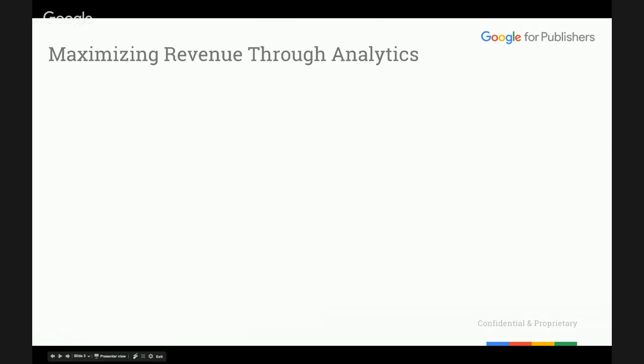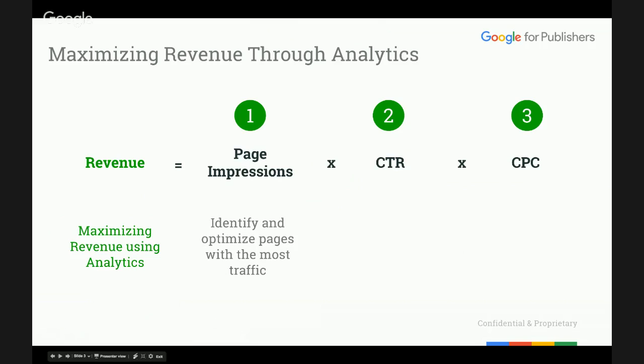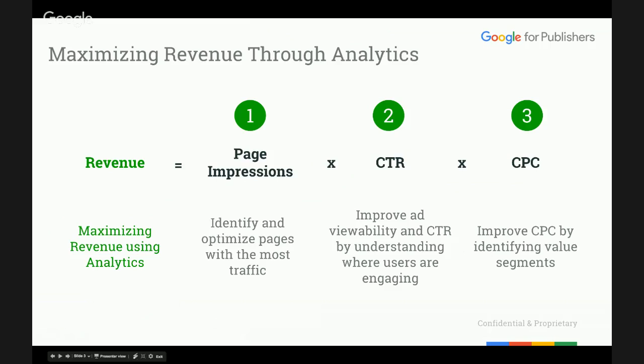So let's start with the basics. How do we think about maximizing revenue? Well, revenue as a publisher is a function of the number of page impressions times the click-through rate times the cost per click. So if we want to maximize revenue, we need to focus on maximizing these three levers by identifying which pages are getting the most views, identifying where on those pages the majority of users are engaging, and identifying the different segments of users and or the content that could be associated with higher revenue on your pages.